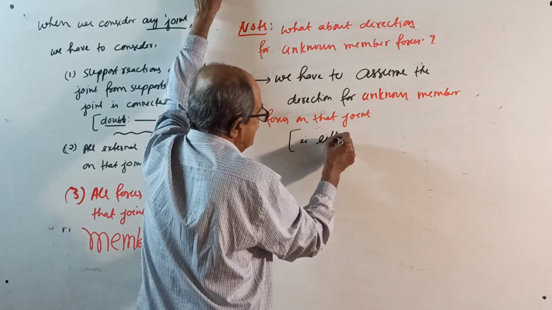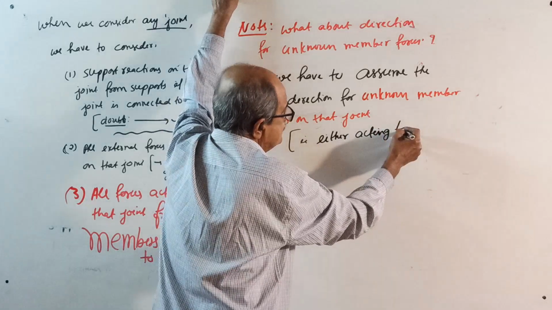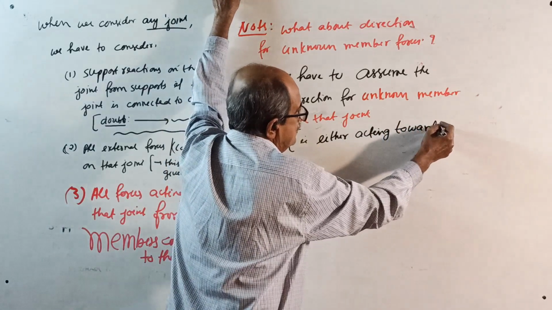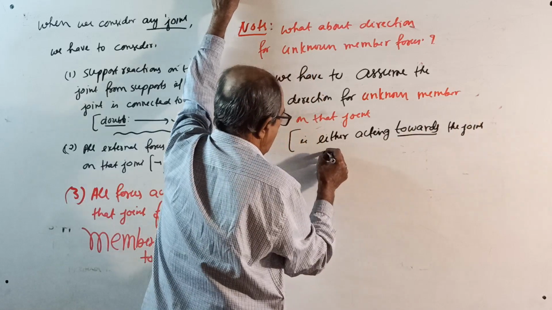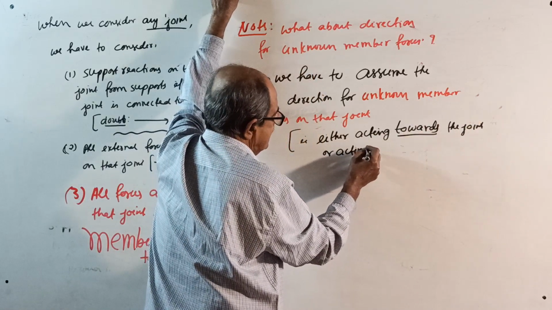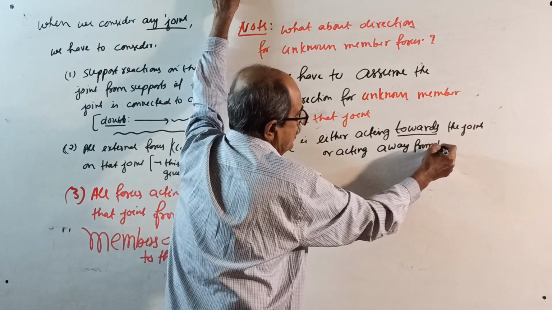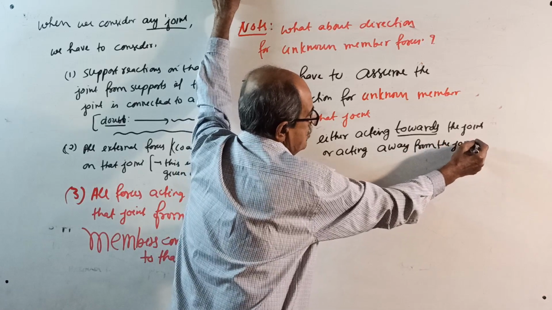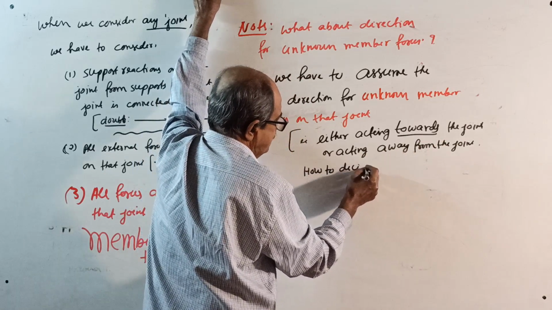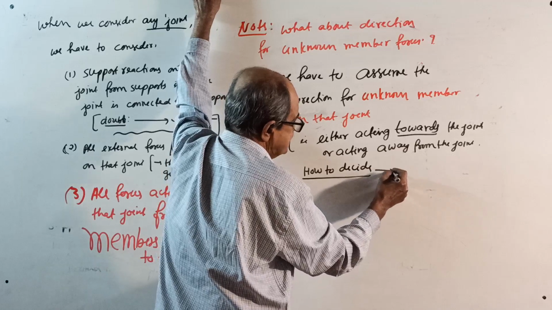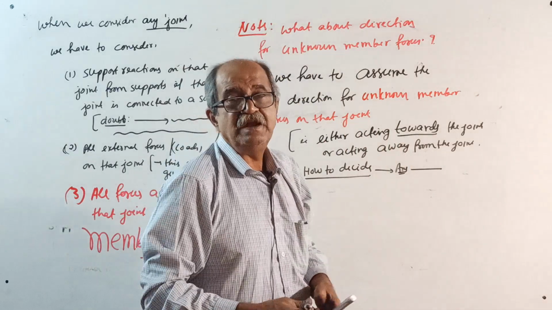That is, either acting towards the joint, or acting away from the joint. Okay, right. How to decide? Now, the answer by me. You should write; I am dictating how to decide.